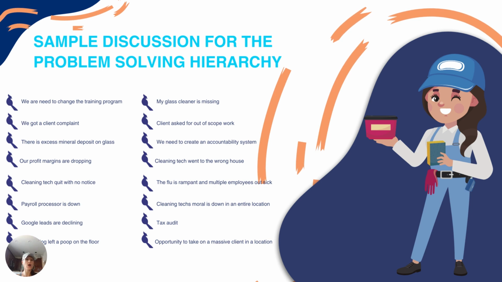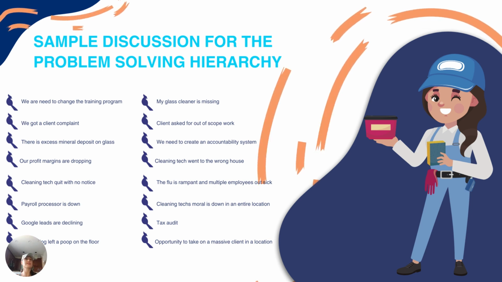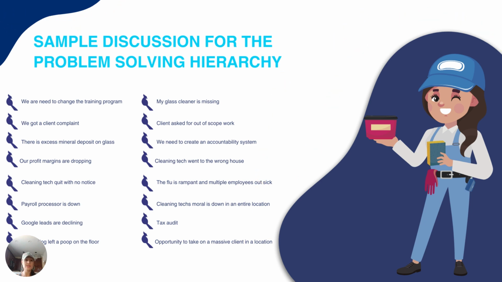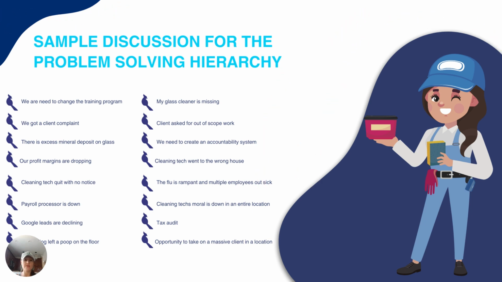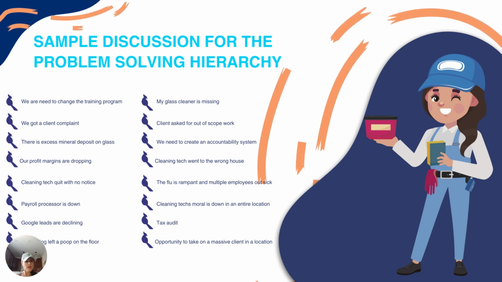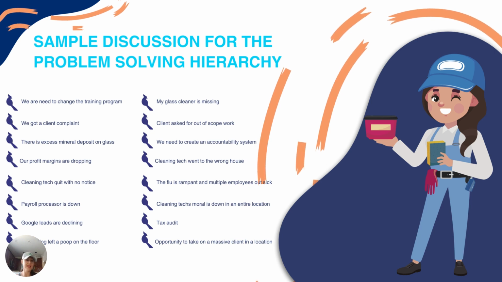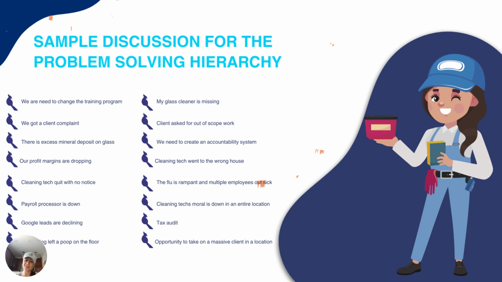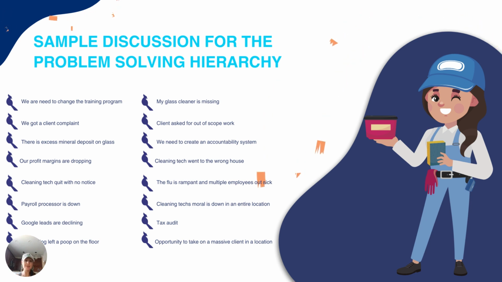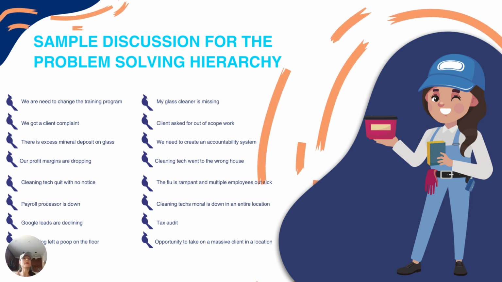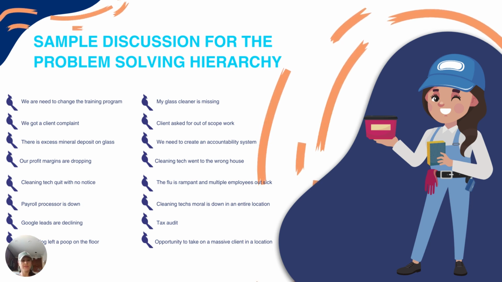All right. Our profit margins are dropping. That's an executive level problem. It's going to take a lot of time to figure out what is going on. How do we solve this? How do we increase our profit margins? All right, the cleaning tech quit with no notice. Definitely not the cleaning tech's problem. They're done. It's going to be the supervisor's problem. And they may need to pull their manager in to help them, but that supervisor immediately has to go into problem-solving mode for this issue.